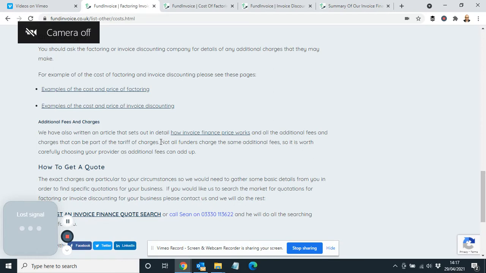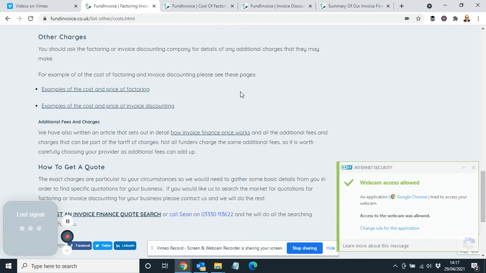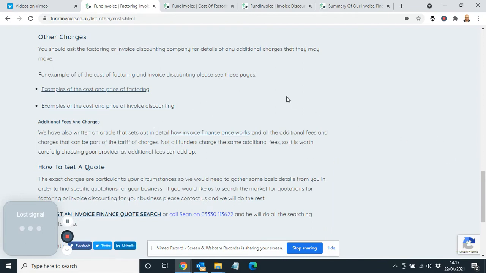I'll take you through to both of those in a second, but what they will give you is the costs according to the size of your business approximately. These are not necessarily the fees that you'd be quoted, but this is an example of the types of fees that we would expect for a business of a particular size.